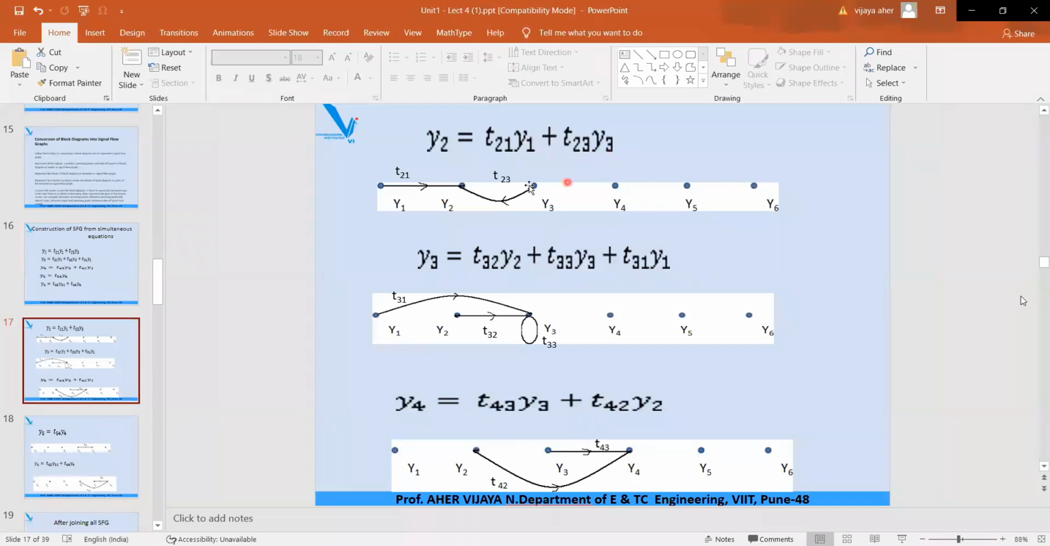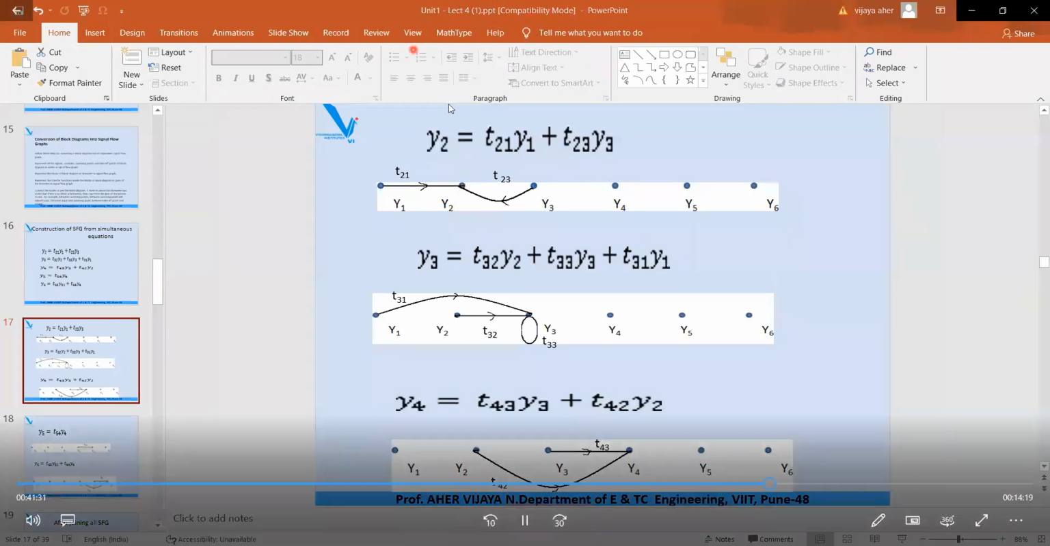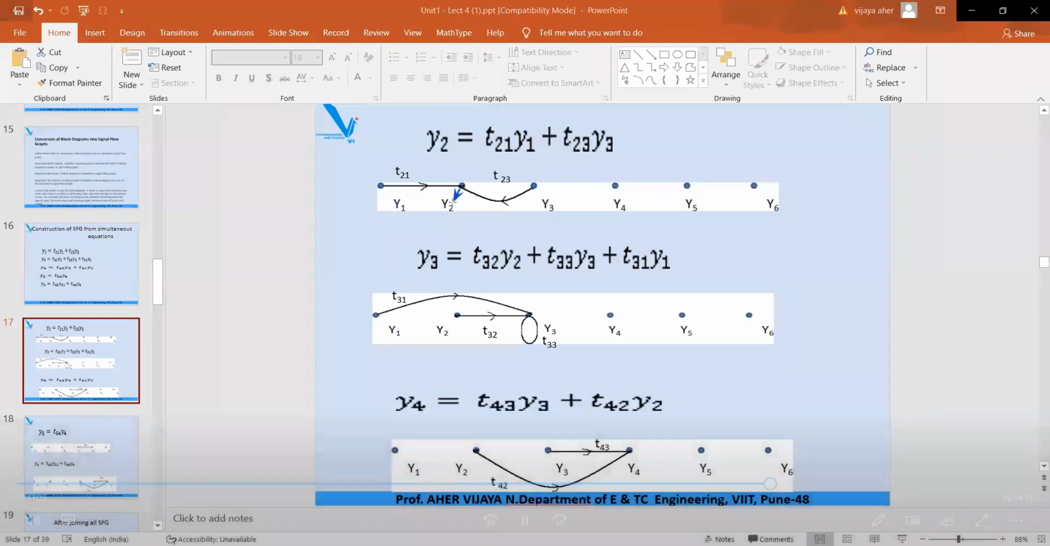आता मी काय केलंय बघा. y2 साठी इक्वेशन लिहायचंय मला. My y2 is here. y2 माझा इथे आहे. हा नोड y2 आहे. हा नोड आहे माझा y1 and this is y3. थोडस डिस्टन्स व्हॅरी झालं. So please take care of this. Okay. This is y1 node. This is y2 node. This is y3 node.